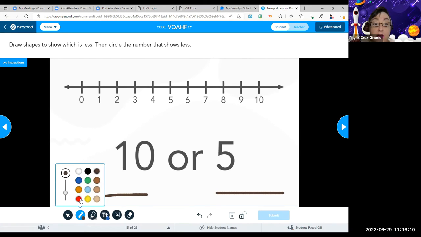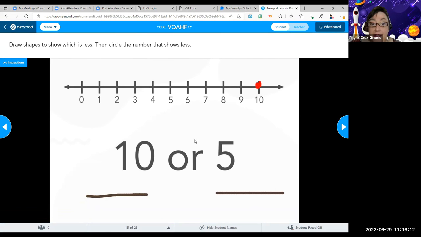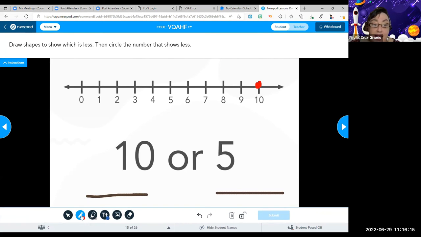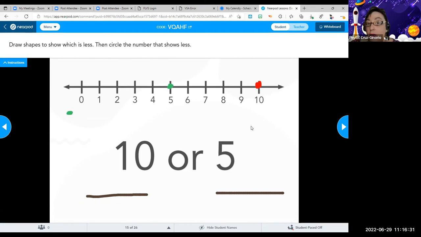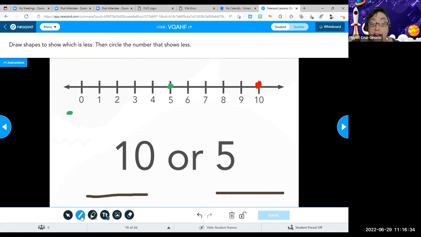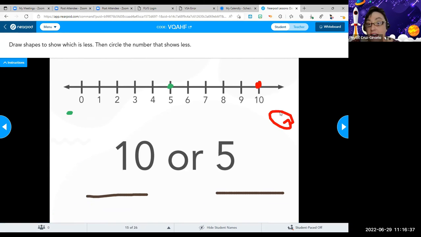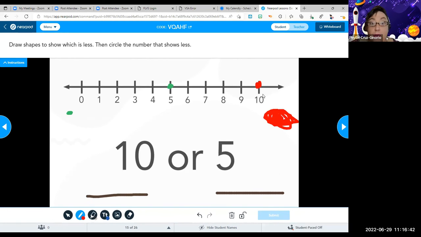Let's do the red 10. Yeah, let's put the 10 up there in red. And let's do our 5 in green. Okay, now we can compare. Do you remember what Mrs. Cruz said? The numbers closer to 0 are small, and the numbers that are closer to 10 are big, greater numbers, much larger. So which number is closer to the larger size, the greater size? 10. 10 is way farther up the number line. So we know that's going to be a much greater value.